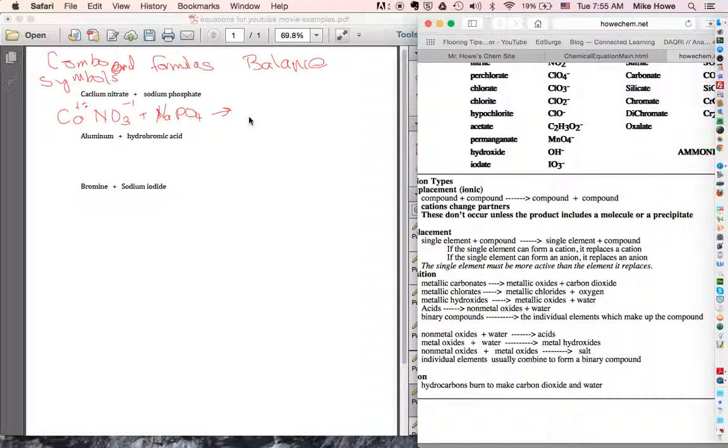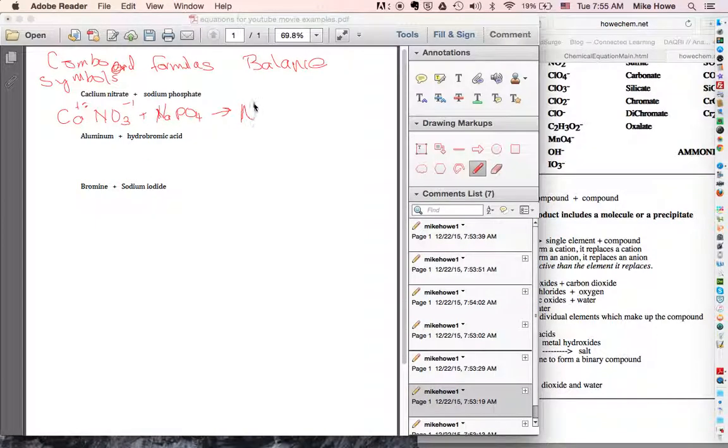All right, so the cations change partners. Remember, the cations are sodium and calcium. So they're going to change partners. On this side, then, we would have the sodium in combination with the nitrate, and the calcium in combination with the phosphate. Now it's time to write our formulas correctly. So we've got our combos and symbols done. Now we're going to go to step 2, write the formulas.